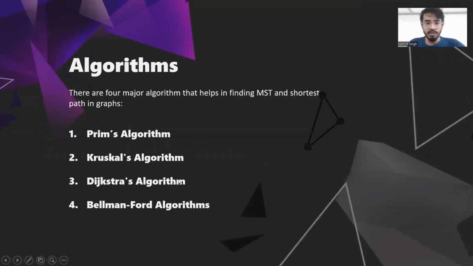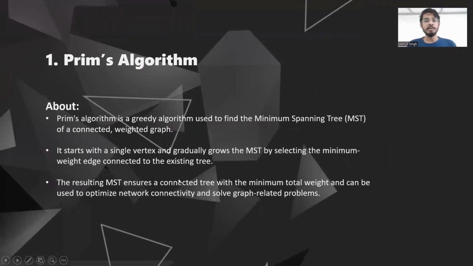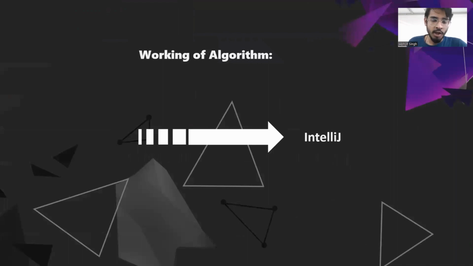So these are the four algorithms we'll discuss. Let's get into Prim's algorithm. Prim's algorithm is a greedy algorithm which is used to find the minimum spanning tree. It starts with a single source vertex and gradually grows the MST by selecting the minimum possible connected edge, which is nearest to it. The resulting MST ensures a connected tree with a minimum total weight and can be used to optimize network connectivity and solve graph-related problems. So let's get into the IDE to discuss further.